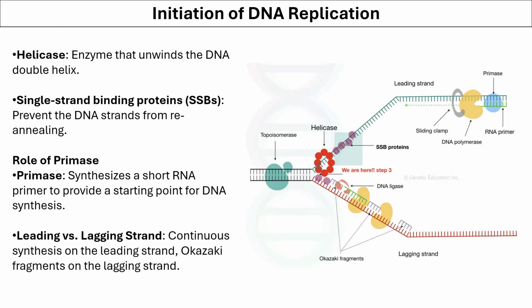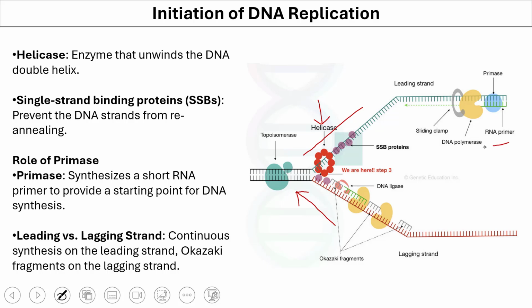There are some key enzymes involved at the initiation step. First is helicase. Helicase unwinds the two strands of DNA. This unwinding lets the building of the new strand of DNA occur. Second is single strand binding protein. This protein stabilizes the separated DNA strands and prevents them from rebinding with each other.